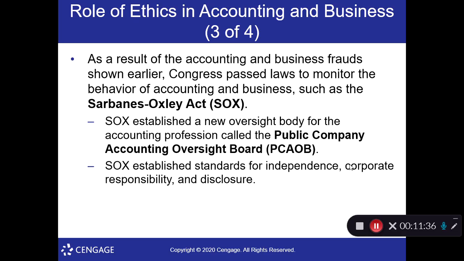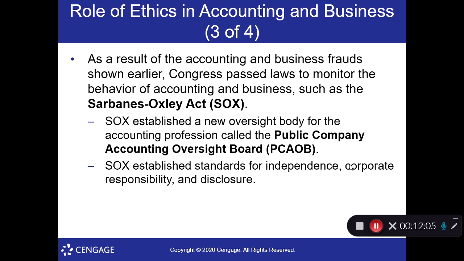As a result of all of those accounting frauds in the last two slides, something called SOX was passed, the Sarbanes-Oxley Act. I think it was two congressmen. And this was a law that was implemented to try to prevent these types of accounting and business frauds. And SOX is overseen by something called the PCAOB, the Public Company Accounting Oversight Board. There are a ton of acronyms in accounting.